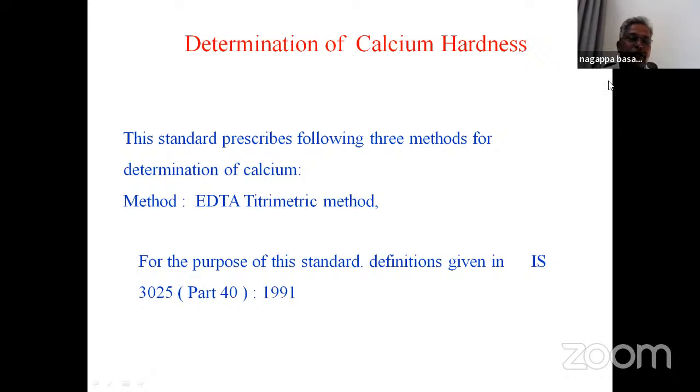Determination of calcium hardness, same method, EDTA titration method, IS 3025 Part 40, you have to use. Please follow the same methods for calcium and magnesium, both. Calcium and total hardness are measured; magnesium is a difference calculation method.